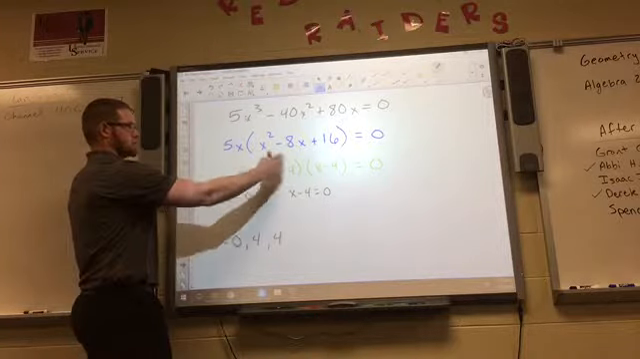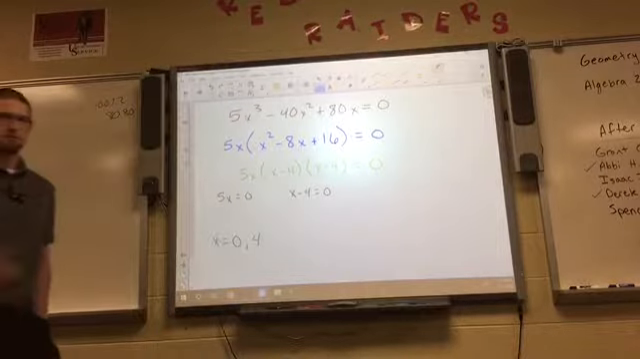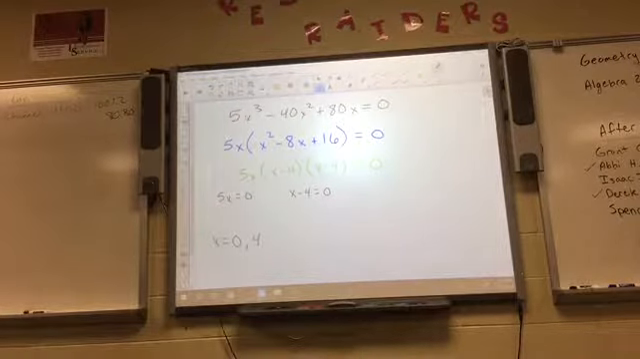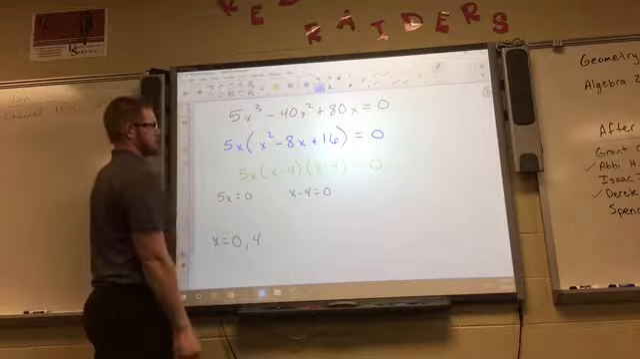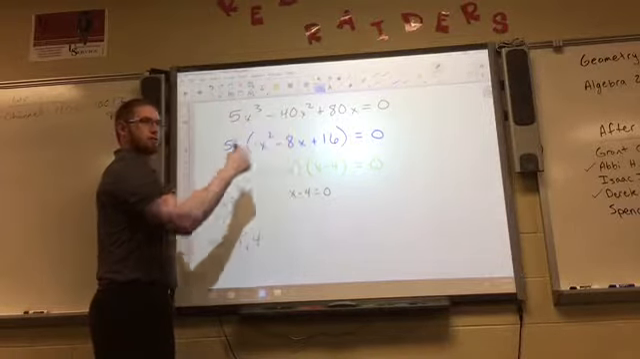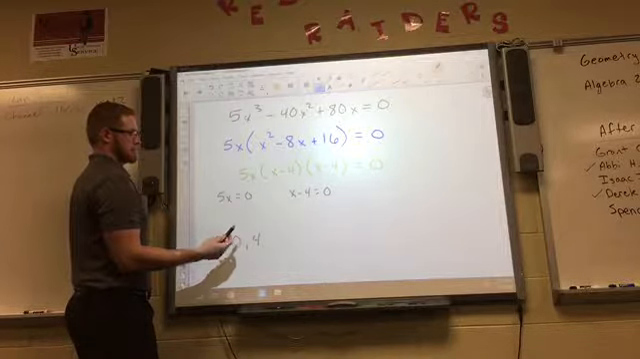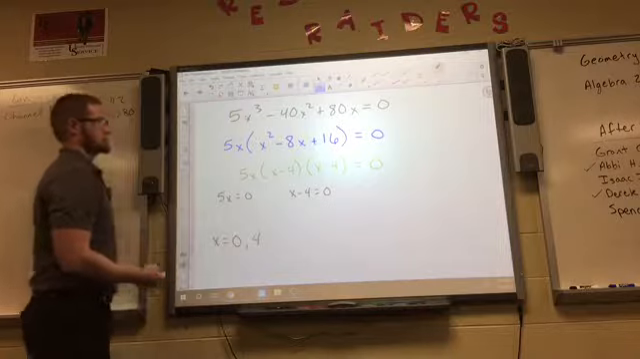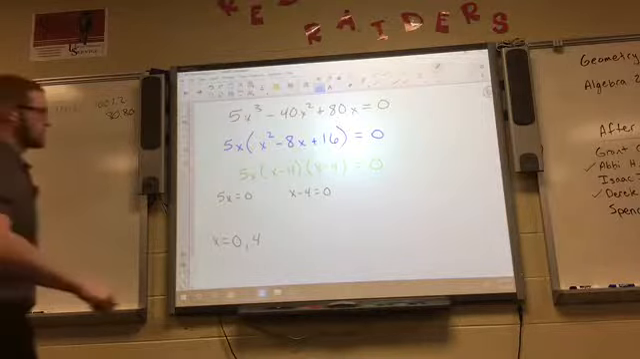Are there still 3 solutions? Yes, but it only crosses or touches the x-axis twice because 2 of those numbers were the same thing. Does that make sense? So what this is telling me is instead of crossing the x-axis 3 times, it's going to cross it once, but then another place it's only going to touch it. And I'll show you why in a second, just based on what we know about cubics.